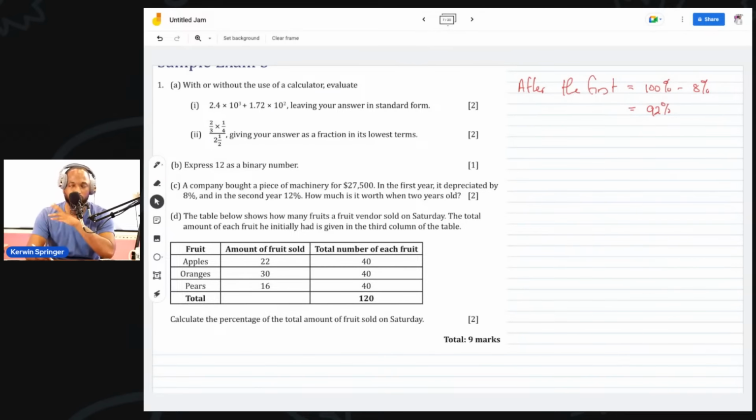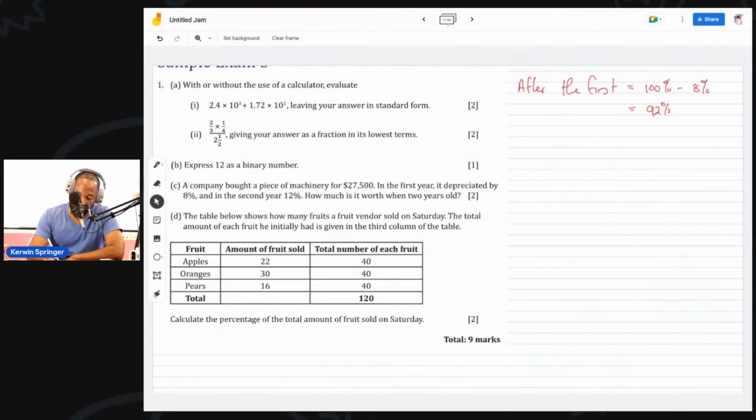There's a shortcut you can do with percentages, but let's not go through all of that. I could just do 0.12 and work it out of the 92% and that kind of thing. But let's keep it in the general way that everybody would approach this question.